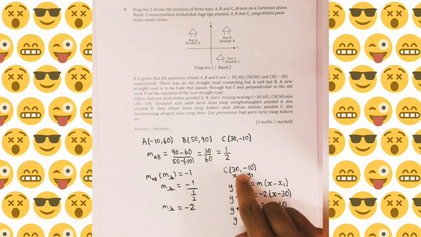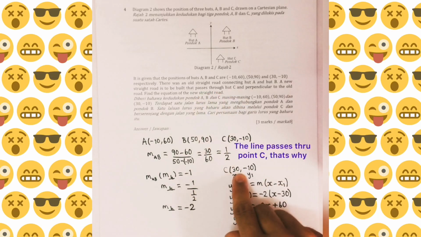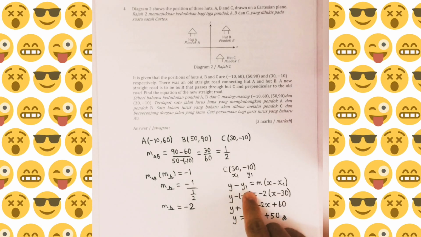gives you negative 2. And finally, you have to use this point as the C point because it says passes through point C. So this is x1 and y1. Using this formula, y minus y1 equals to m times x minus x1. You substitute in the values, and then you just simplify, and then you will get your final answer.